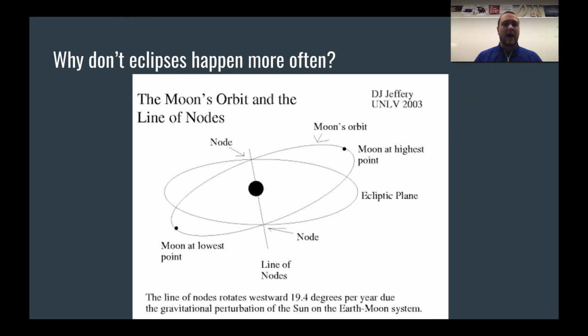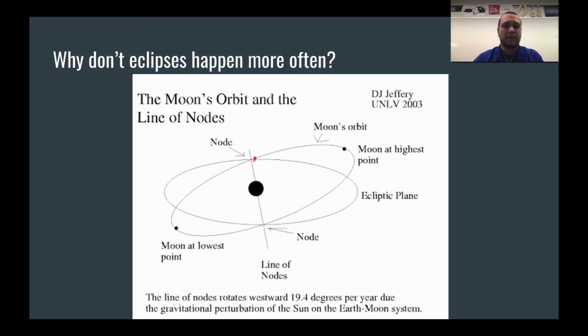So this last idea here, right, with why they don't happen so often, it comes down to this thing called the line of nodes. So if you look here, right, we have the moon's orbital path right here. We have the ecliptic plane right here with the Earth in the middle. So the ecliptic plane, as we see, right, pretty flat. Here we have the moon on its orbital path. So at these nodes right here, if you look, there are these very specific locations where the moon's orbital path lines up with the ecliptic plane, so the motion of the sun in the Earth's sky.